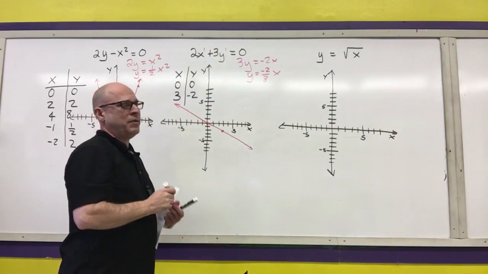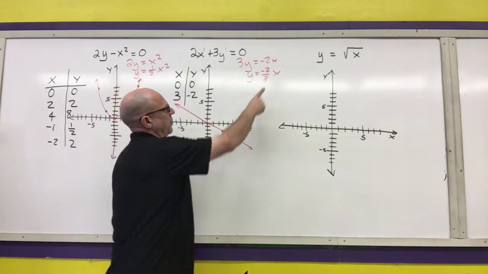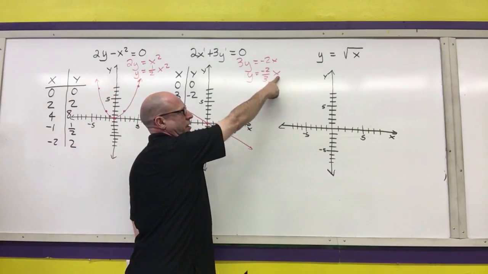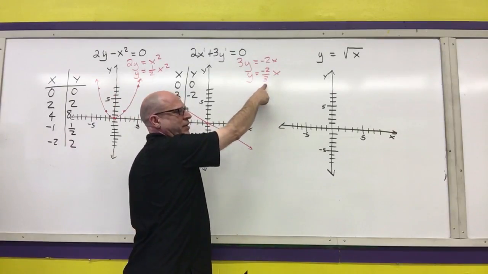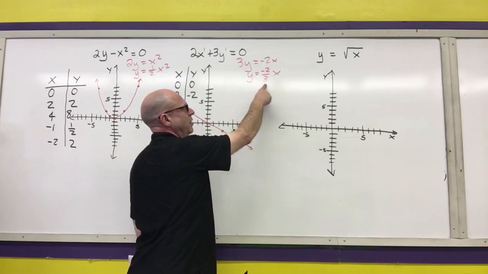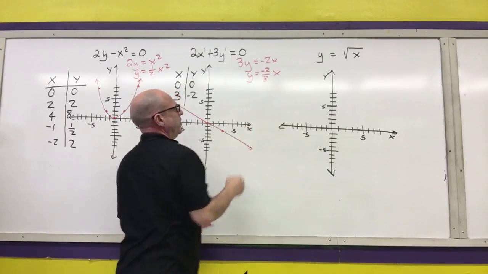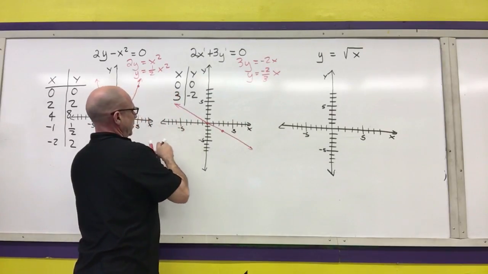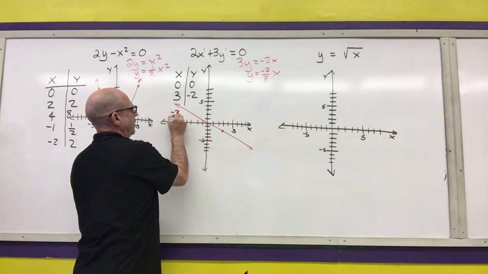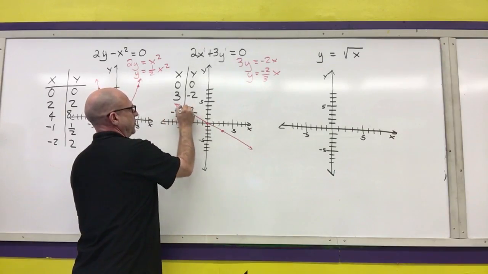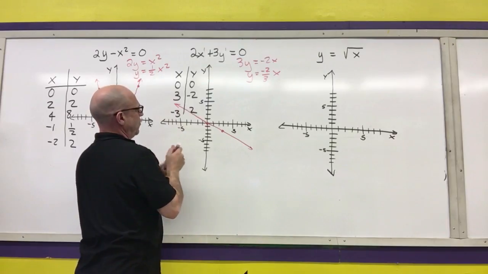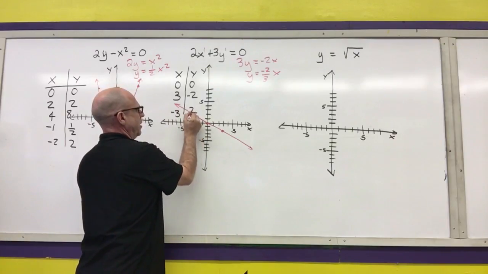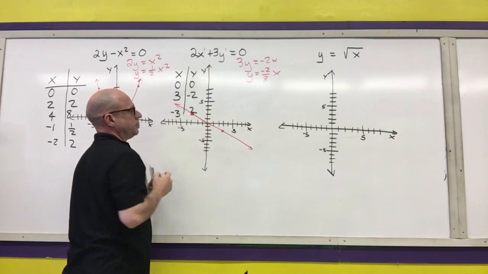If you have extra time, maybe put in a negative number. If I put a negative 3 in for x, negative 3 divided by 3 is negative 1. Negative 1 times negative 2 is positive 2. So in this case, if I put a negative 3 in, I get a positive 2 for my answer, and you should note that that point actually does lie on the line that I already drew.